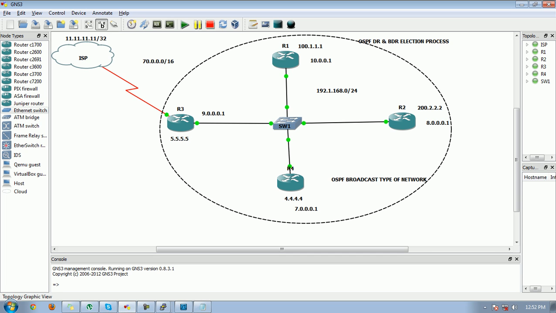Now, if you clear DR and BDR, that's enough. Why? If there is no DR and BDR, the election will happen again. So there is no need for clearing it everywhere. But you should do it. Why? Because you want to change your router ID. Now the router ID for these devices is different, so if you want to change it, you have to clear it. Got it? So I'll clear R4 and R2 first.